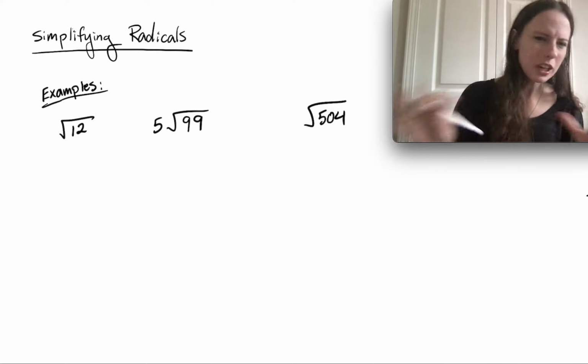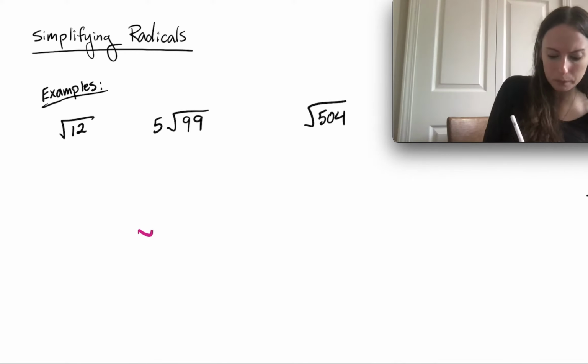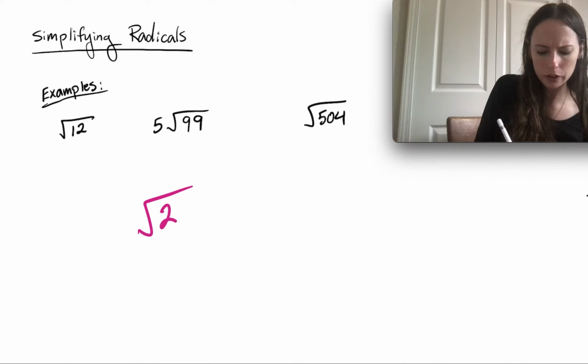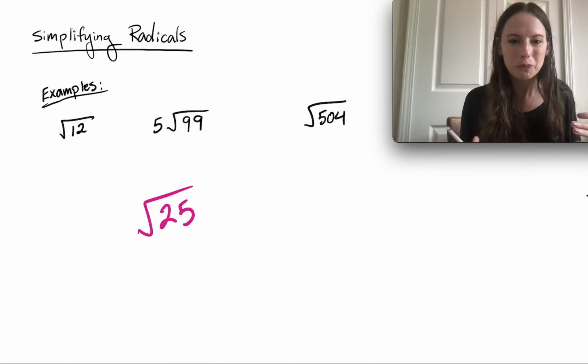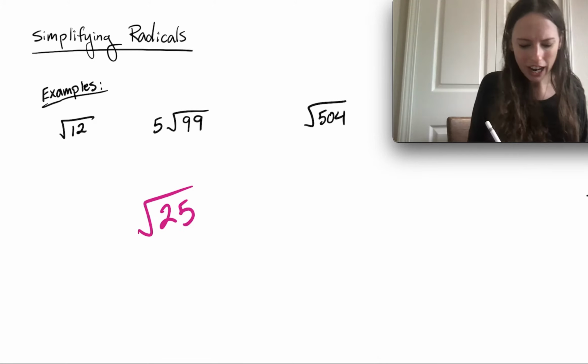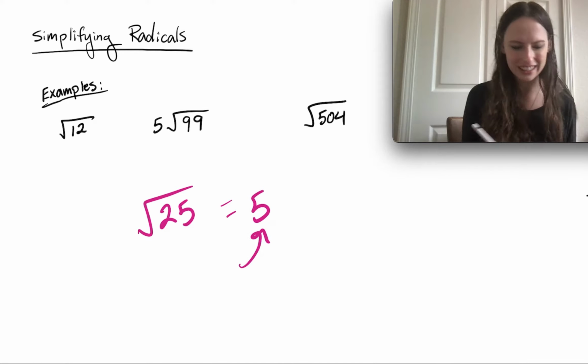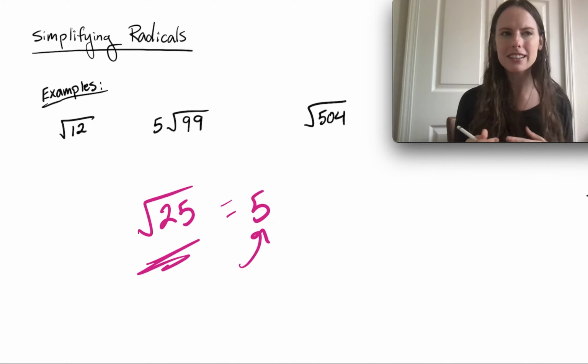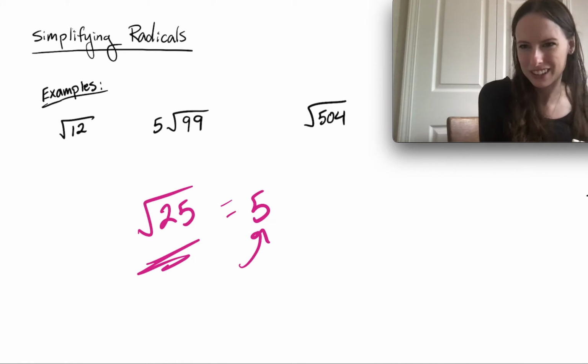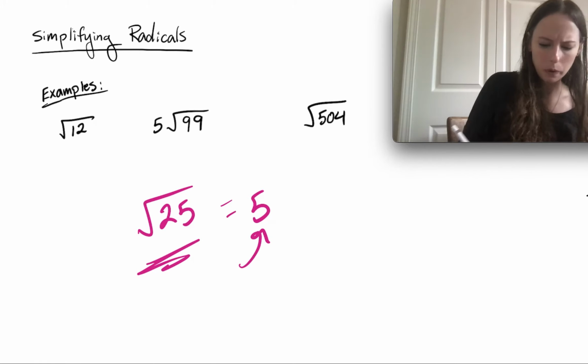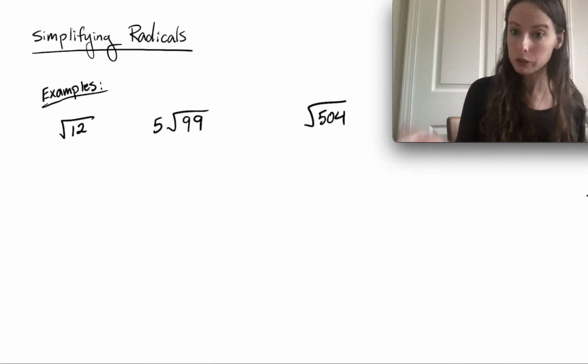Let's actually try a simpler version of this, the square root of 25. Well, we all know the square root of 25 equals 5. So this is a simplified version of this problem because we've gotten the 5 out from under the radical. So that's really what we're trying to do here with the square root of 12.